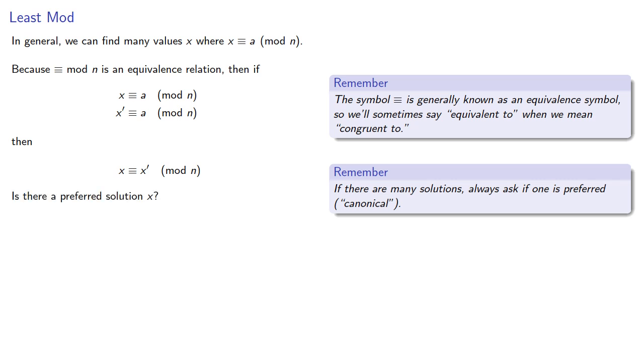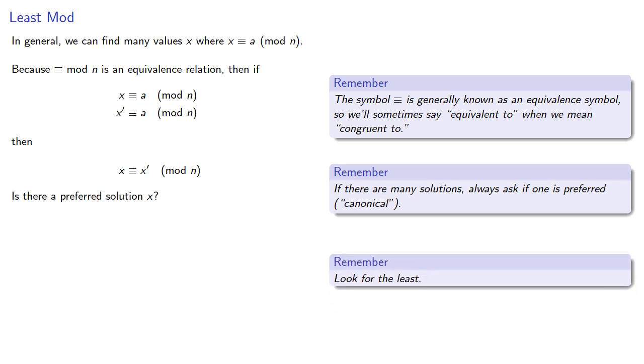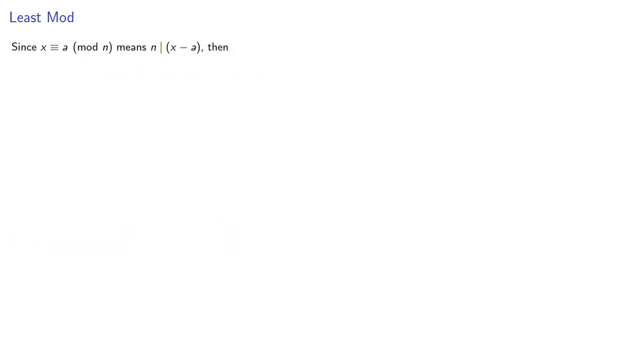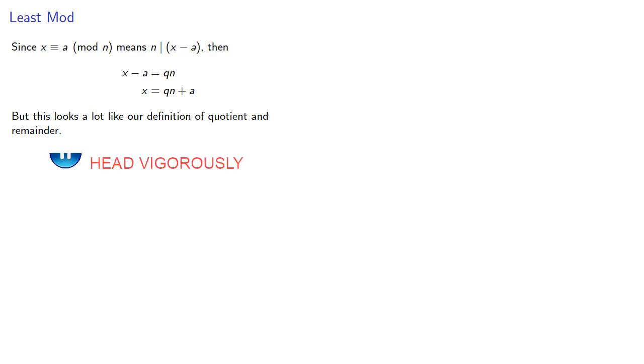Is there a preferred solution? So let's look for the least. Since x and x prime are integers, let's see if we can find the least non-negative value equivalent to a mod n. Since x equivalent to a mod n means n divides x minus a, then x minus a is some quotient times n, or x is qn plus a. But this looks a lot like our definition of quotient and remainder.